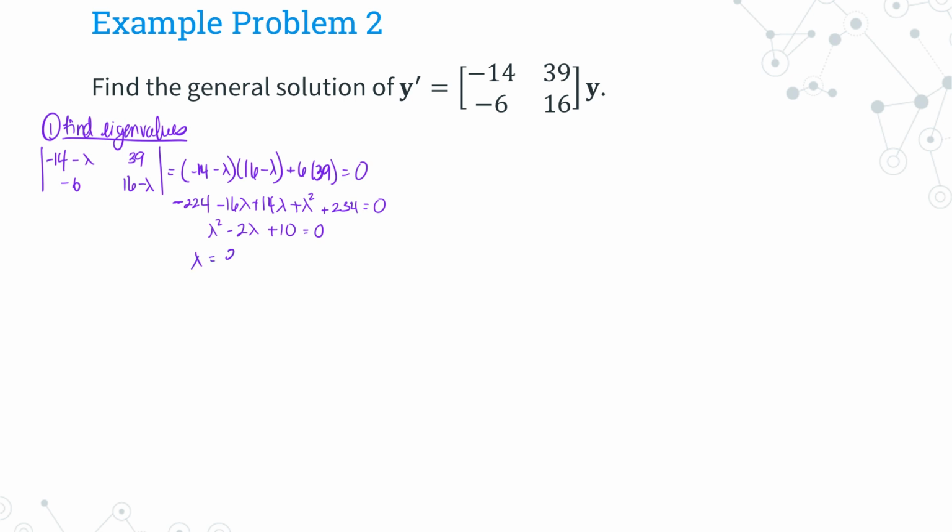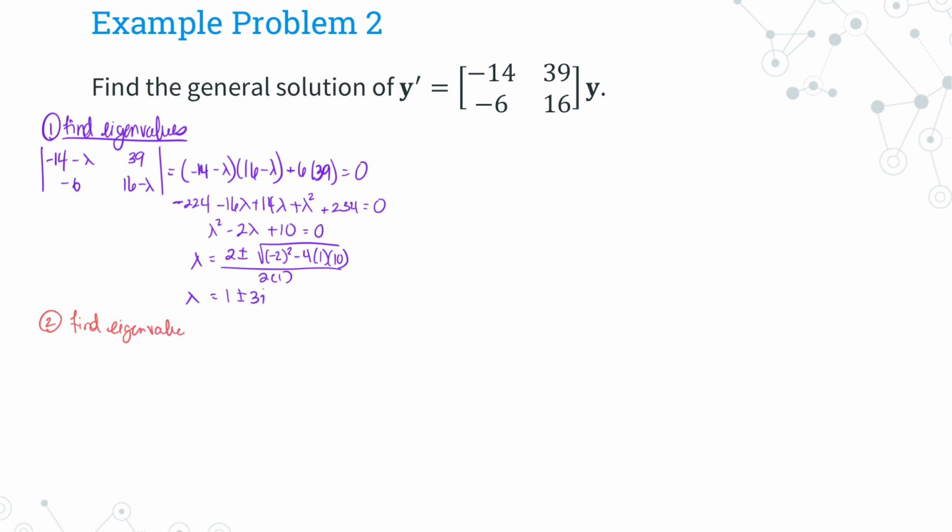So lambda is 2 plus or minus the square root of negative 2 squared minus 4 times 1 times 10, all over 2 times 1. Or lambda then is 1 plus or minus, that's negative 36, so it's plus or minus 6i, which divided by 2 is 3i. So we end up with lambda of 1 plus or minus 3i. So step 2 then is to find the corresponding eigenvector for either one of those eigenvalues.